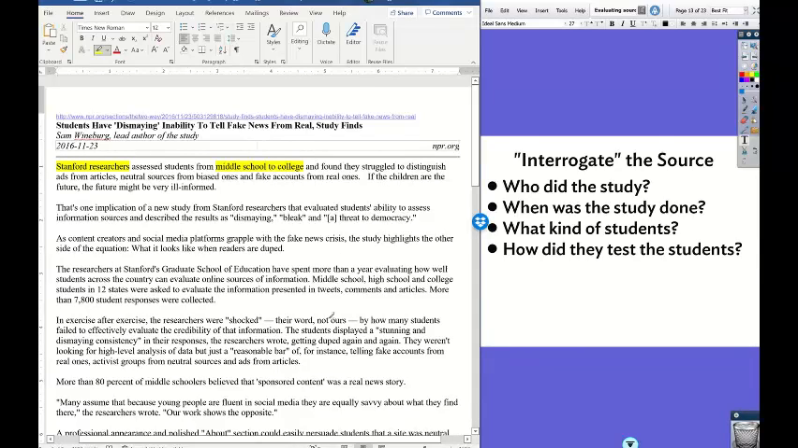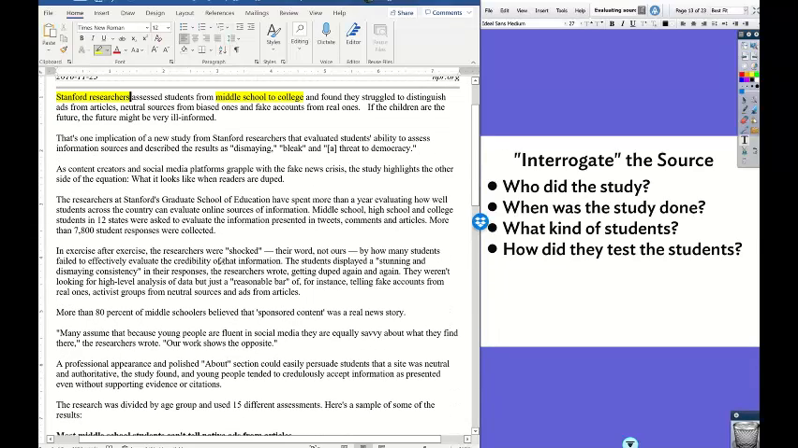It says researchers from Stanford. Okay, so I think generally Stanford has a pretty good reputation in terms of education. Knowing that it's middle school to college means, well, at least they weren't surveying kindergarteners and acting like that would represent all the high schoolers of America. They're talking to students who are on the older end of the spectrum, young adults.